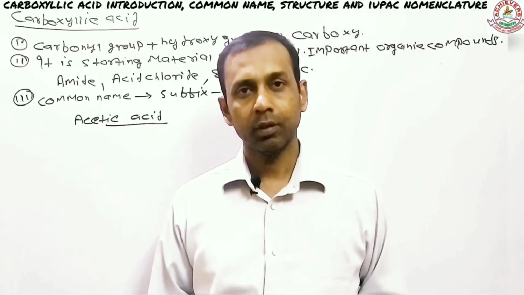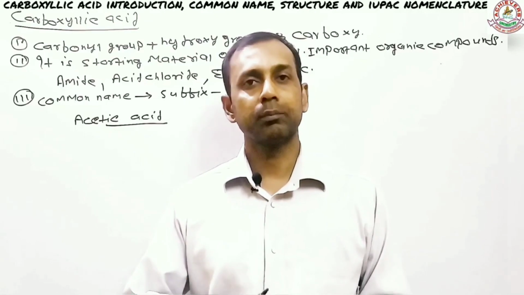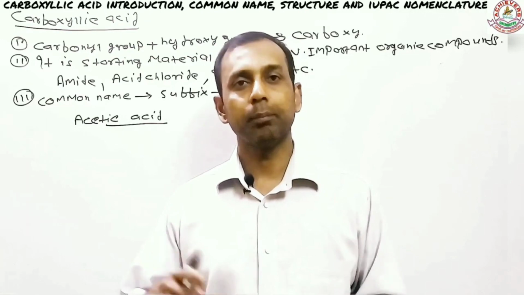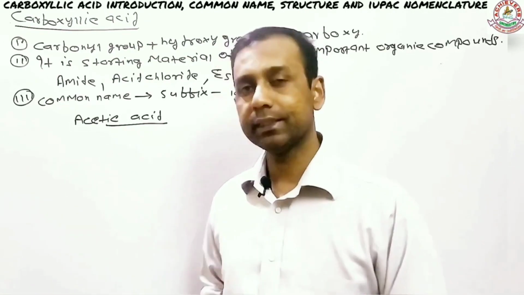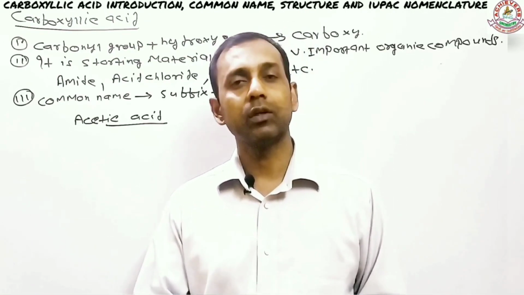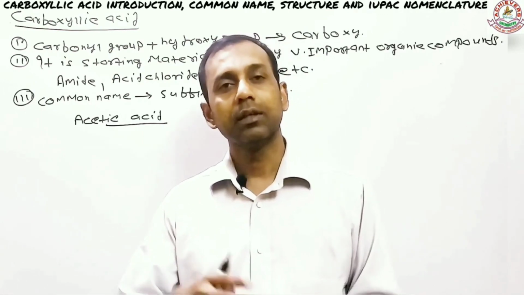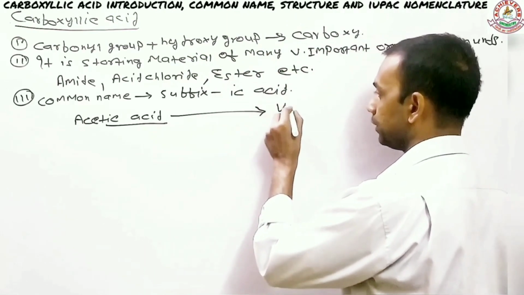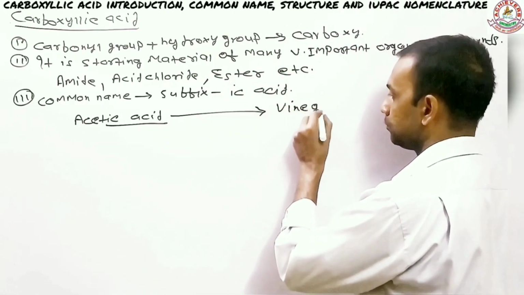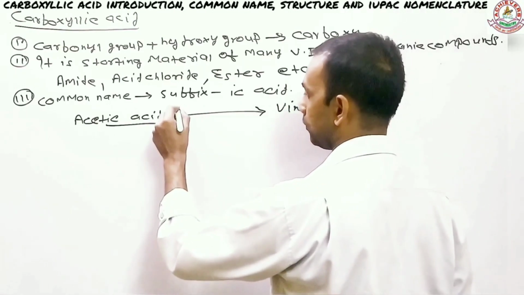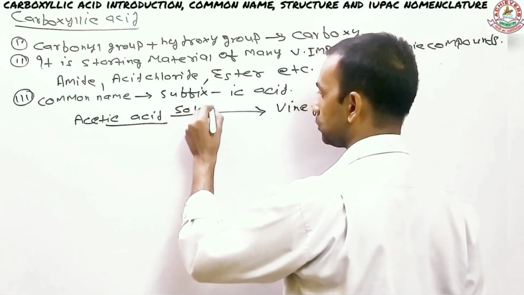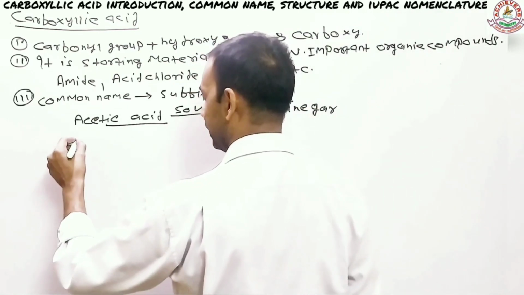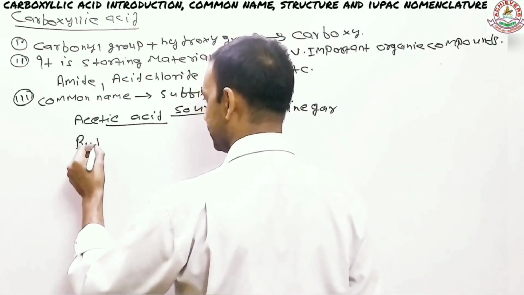Another thing is that most carboxylic acids are obtained from some natural sources, and based on the sources they are obtained from, they have been named. For example, acetic acid is called acetic acid because it is present in vinegar. So it was first obtained from vinegar. So what is its source? Vinegar. Source is vinegar.